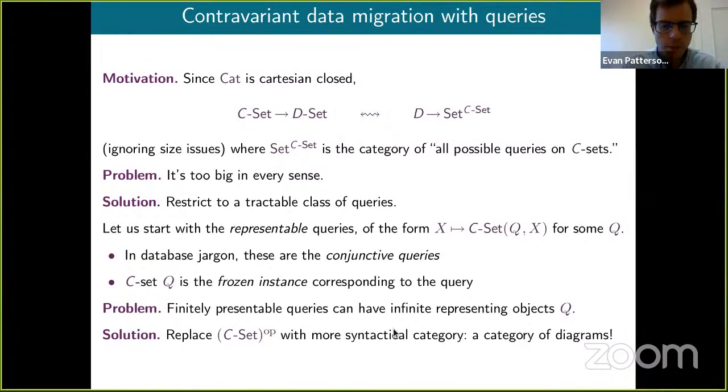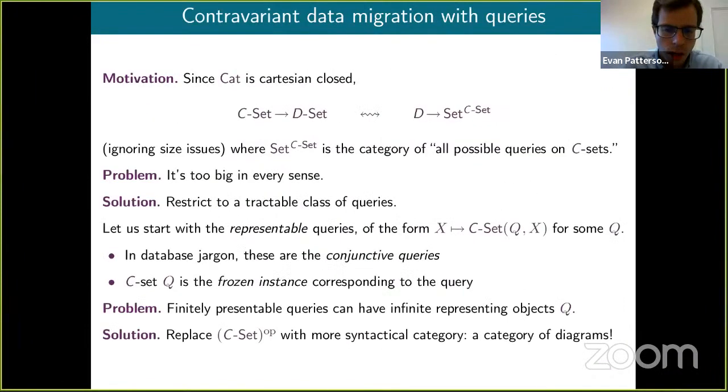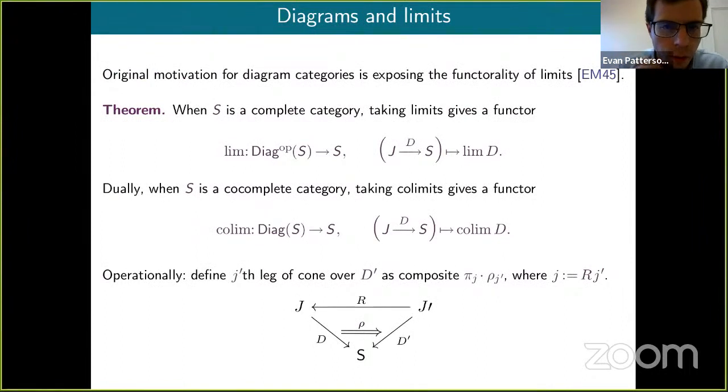We're going to replace it with something more syntactical, and that thing is going to be one of these categories of diagrams, which I introduced at the beginning of the talk. But which one should we use? And so this brings us to one of the fundamental properties of these things, and one of the strongest motivations for them. And this is actually why Eilenberg and Mac Lane introduced this in their paper.